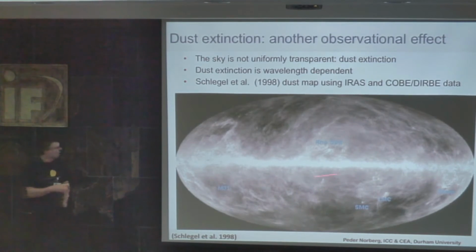This is just a map of the Schlegel dust map, using IRAS and COBE-DIRBE data, which shows you dust extinction, primarily a lot of extinction here in the galactic plane. But you can see how non-uniform it is, and how much you need to worry about this, or take this into account when doing your analysis.